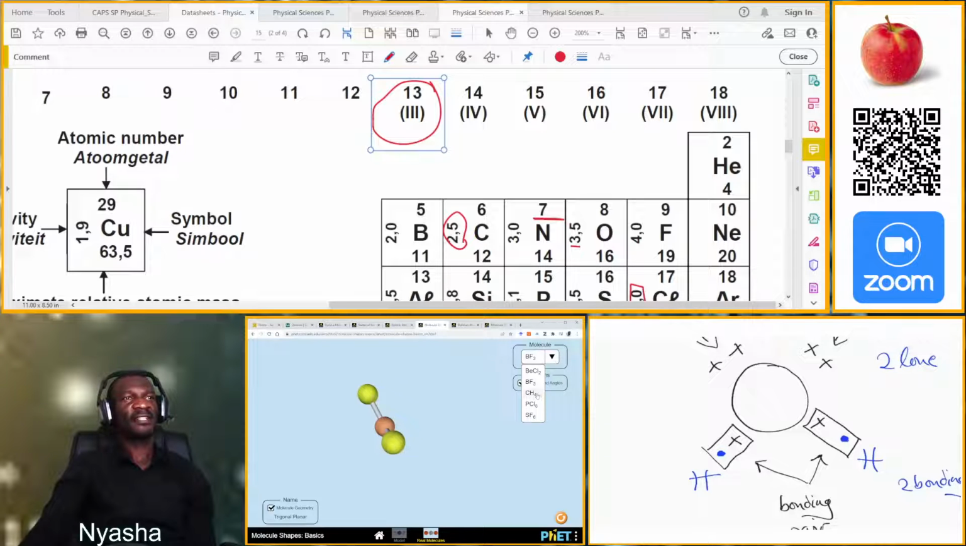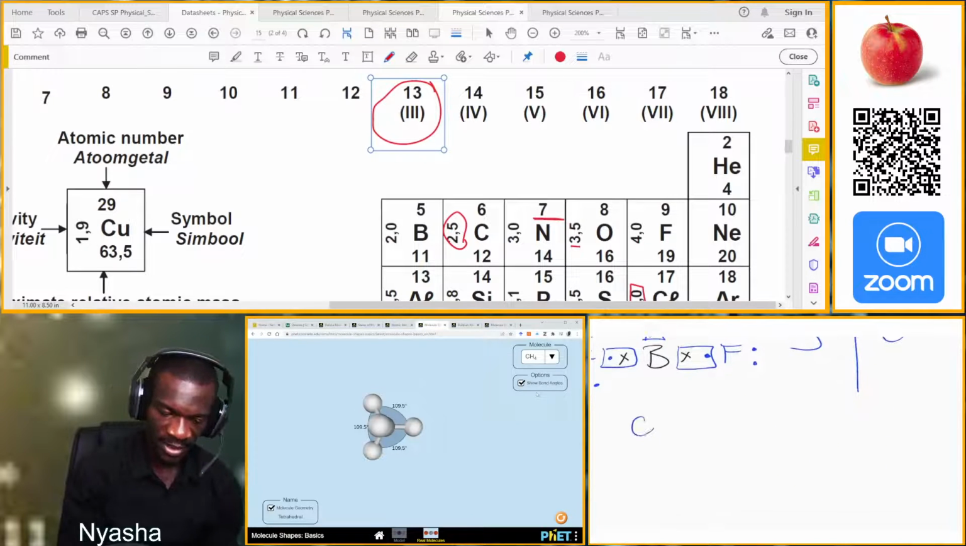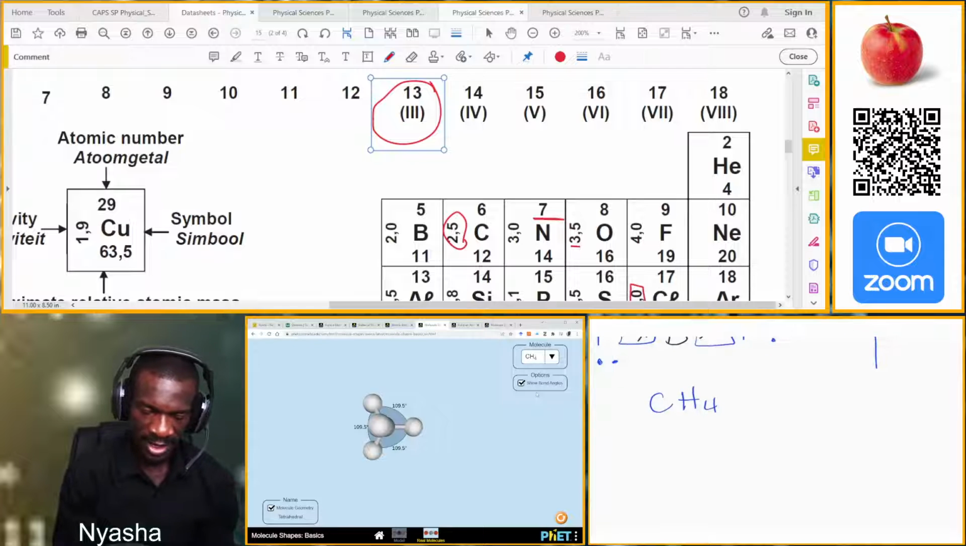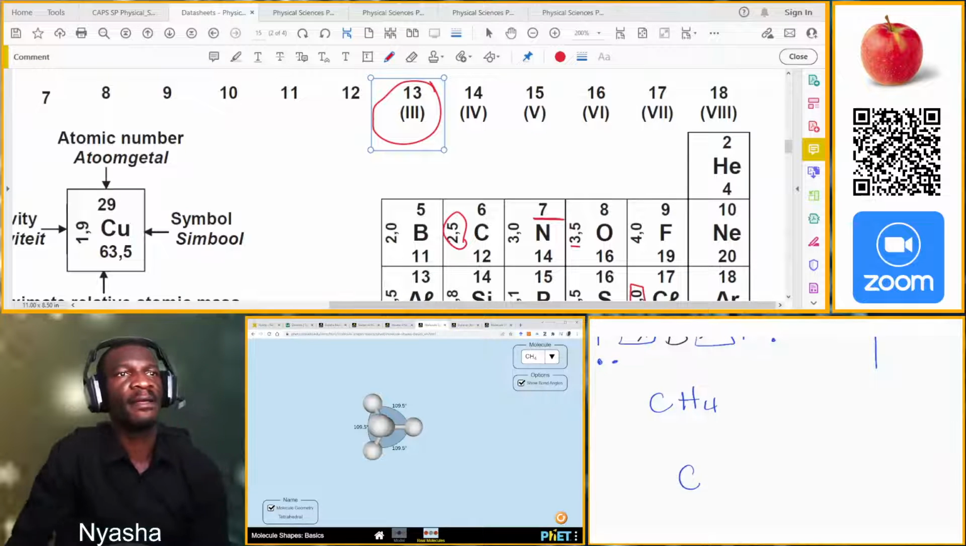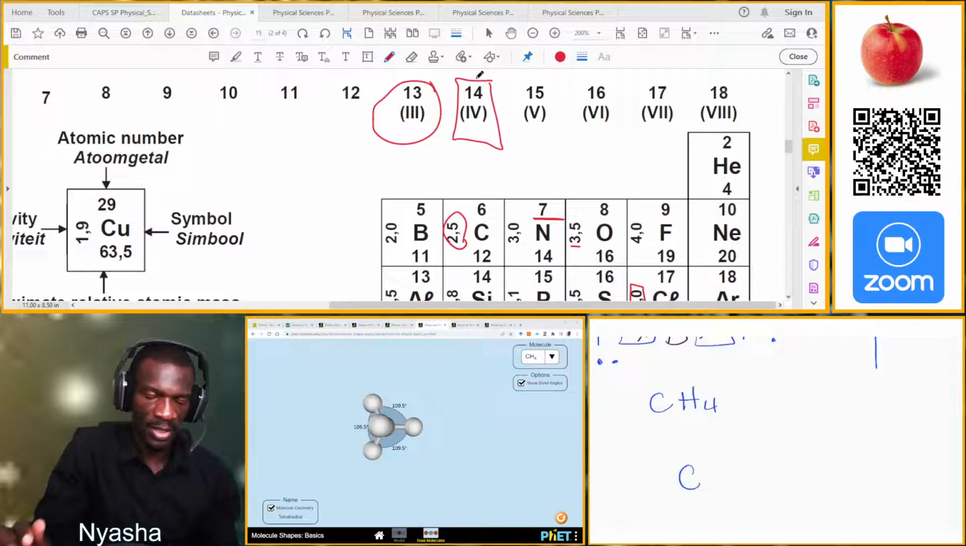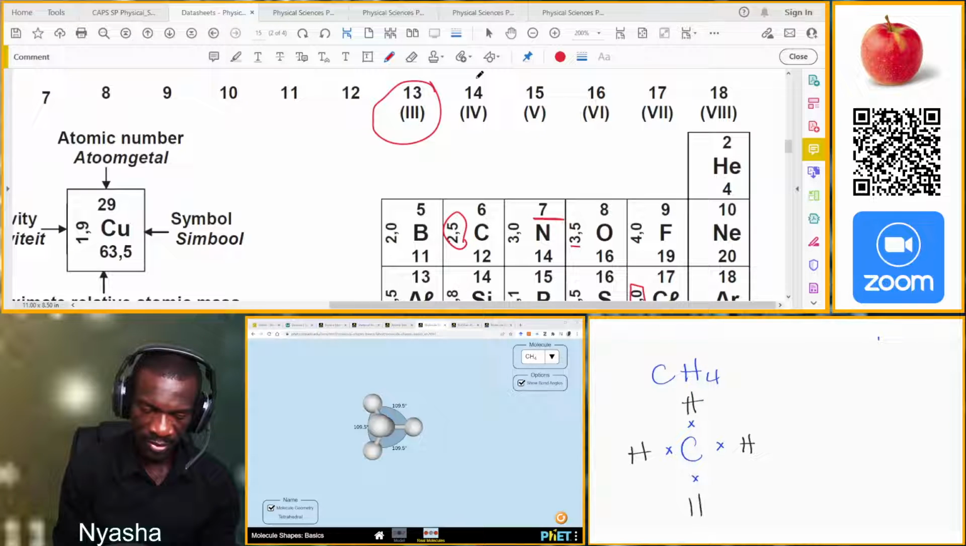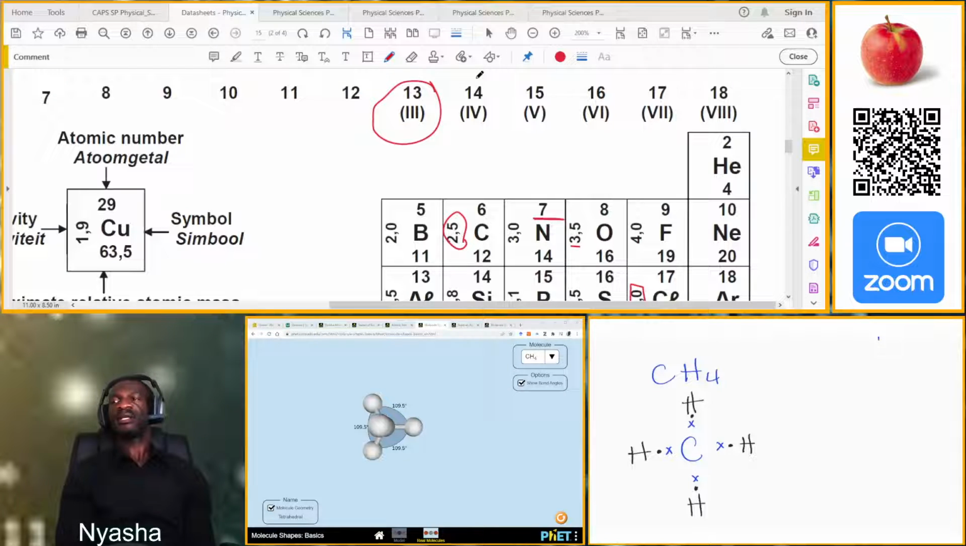We have CH4, right? So this is our CH4. Central atom, carbon, obviously. We look for carbon. It's in group 4. Let's put in the number of electrons in the outermost shell: 1, 2, 3, 4. Let's bring in the hydrogens. Hydrogens would contribute 1 electron each. There go our hydrogens.